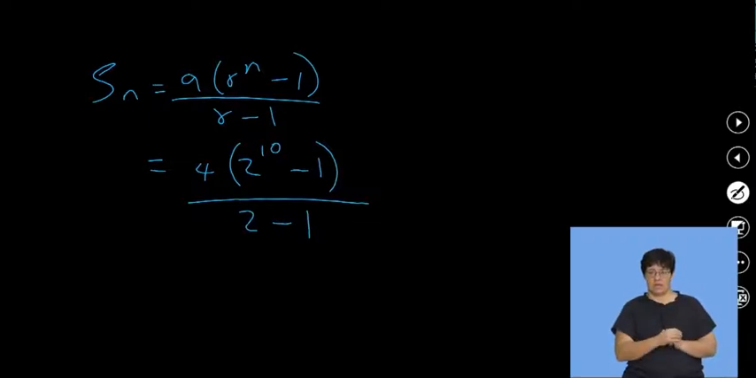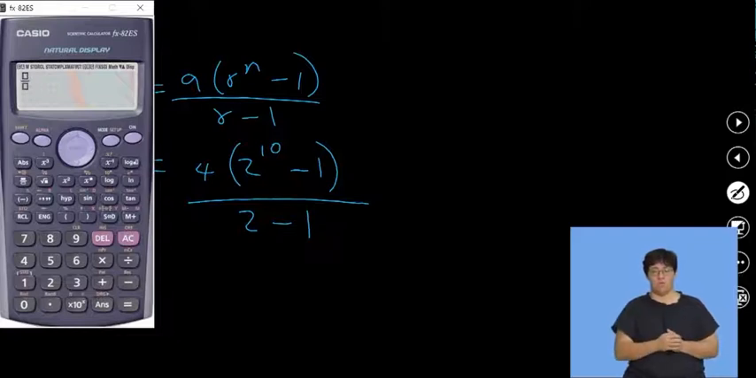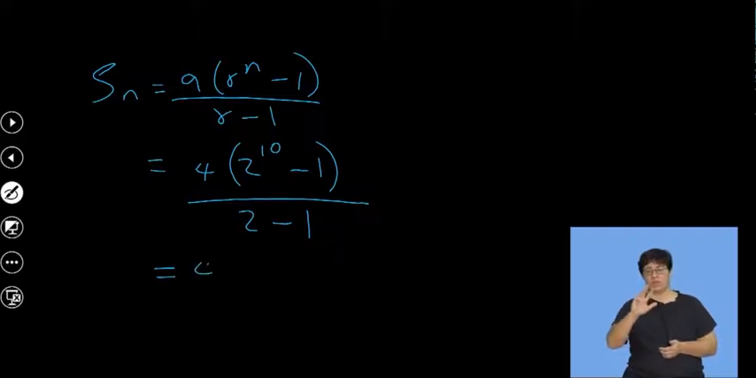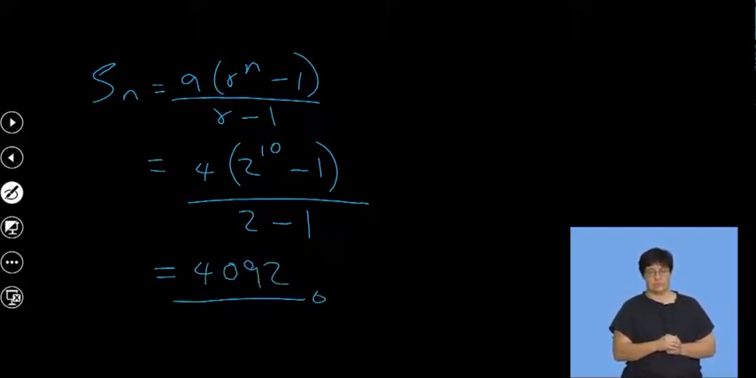Then you go straight to your formula, or your calculator, I mean. So it's 4, open the bracket, 2 to the exponent of 10, and then you subtract the 1, close the bracket, over 2 minus 1, which is just 1. Then you find your answer, which is 4,092. So this will be 4,092, and that will be the answer there.